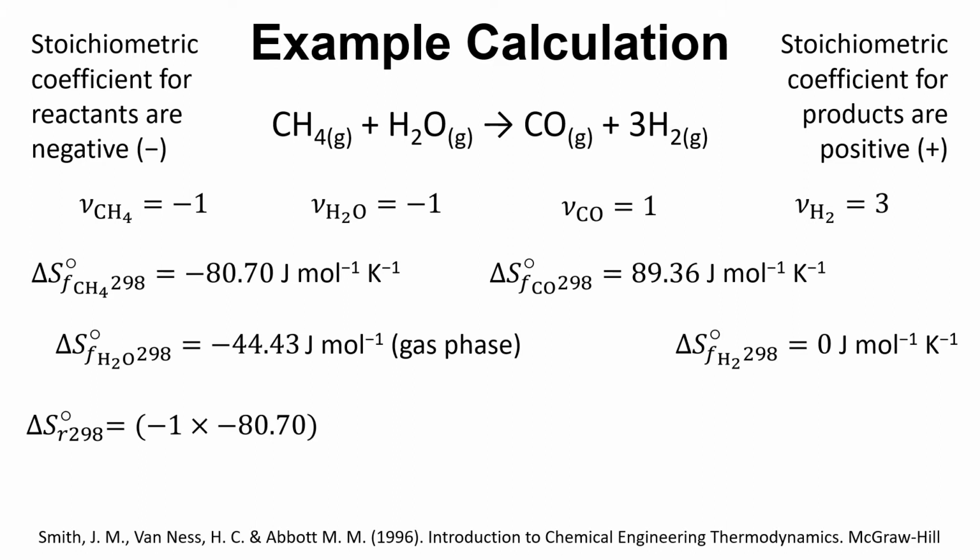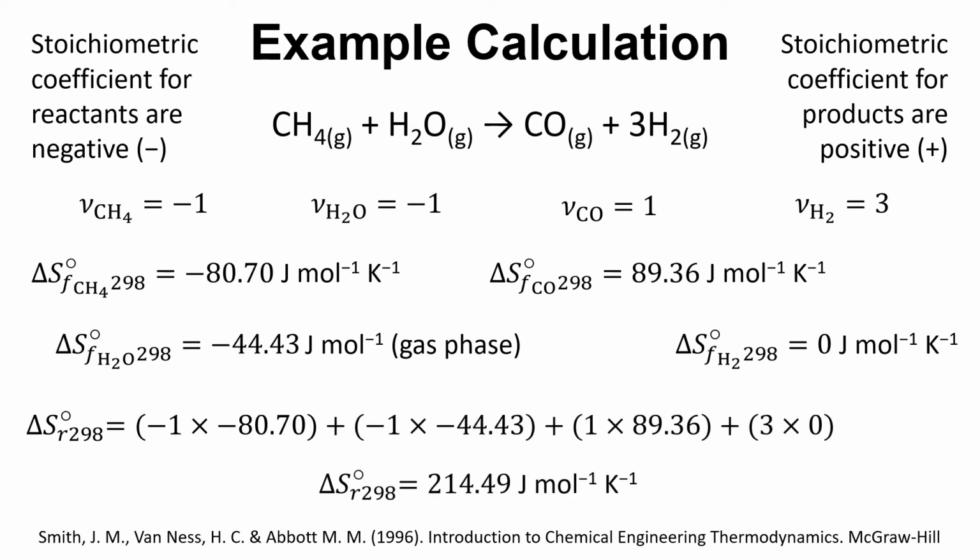So for methane we have -1 multiplied by -80.70, and we can keep going through this, and we end up with an entropy of reaction at 298 equals 214.49 joules per mole per Kelvin. So we've been able to calculate this with these values that we can look up in tables.